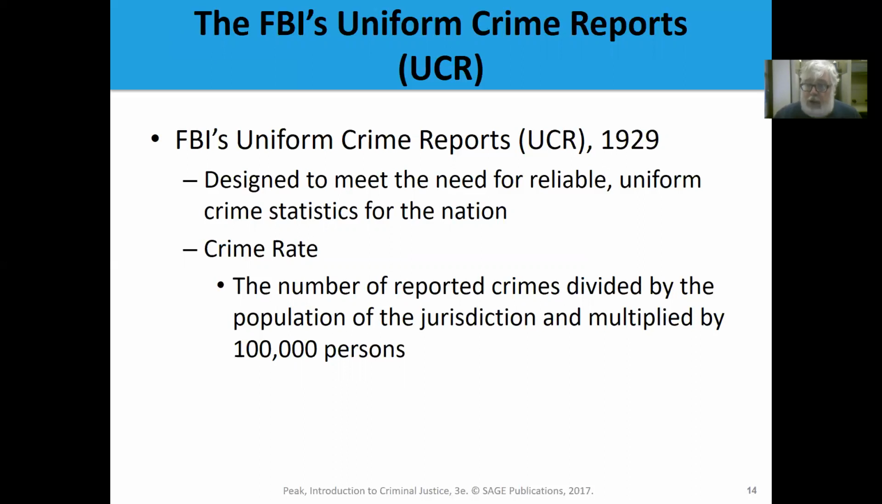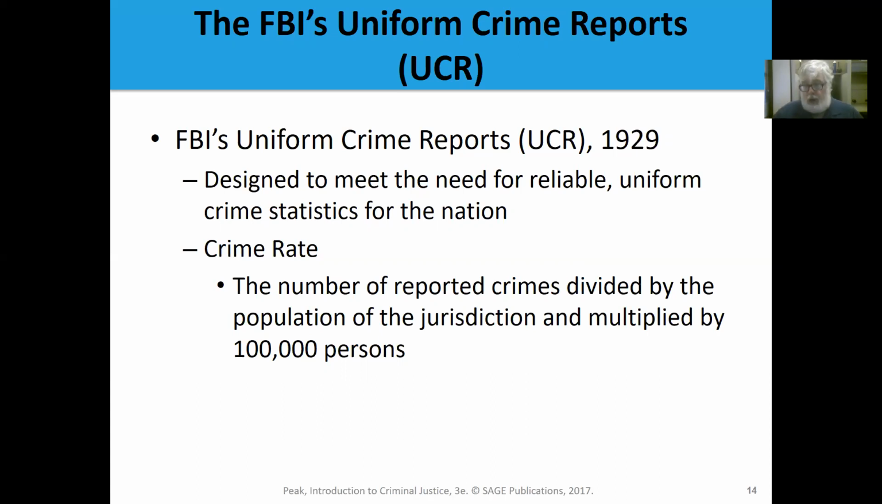So in criminology, we talk about the idea of the dark figure of crime. The dark figure of crime are those crimes that are not reported, so we don't know that they exist. Somebody says, well, what's the crime rate? Crime rate is the number of reported crimes divided by the population of the jurisdiction and multiplied by 100,000 persons. So the idea there is you can actually compare different communities of different sizes to see which one actually has a higher level of crime.